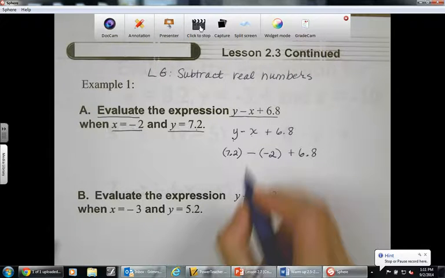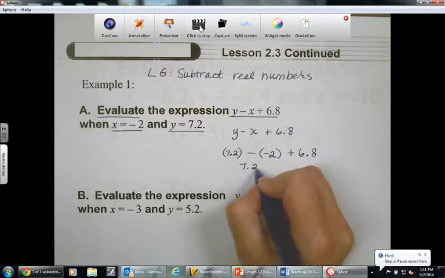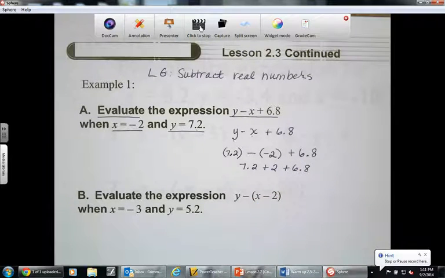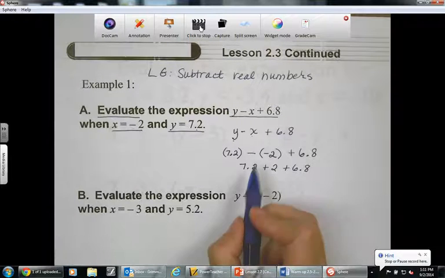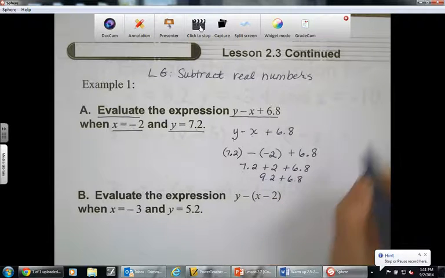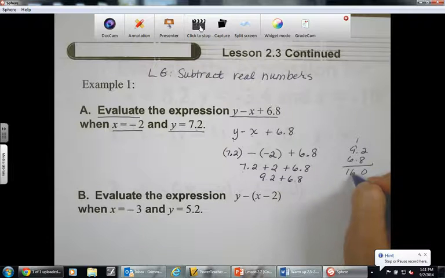So now I have 7.2 plus 2 plus 6.8, which they're all positive, so that's going to make my life really easy. I would probably go ahead and do 7 plus 2 is 9.2 plus 6.8. Then I'd add those two together. So I'm getting a whole number of 16.